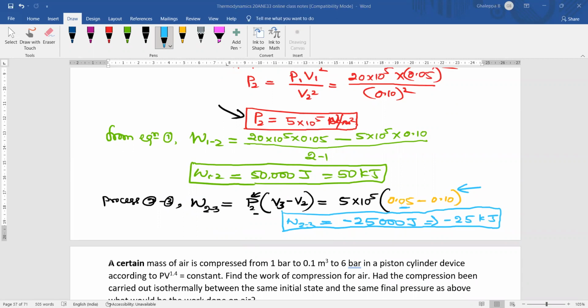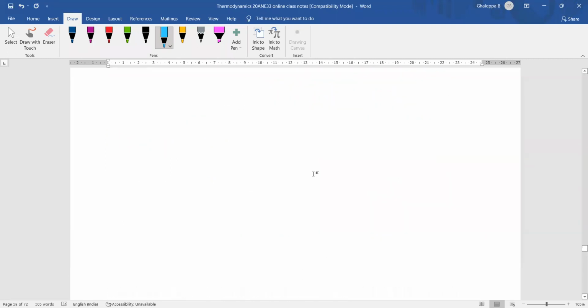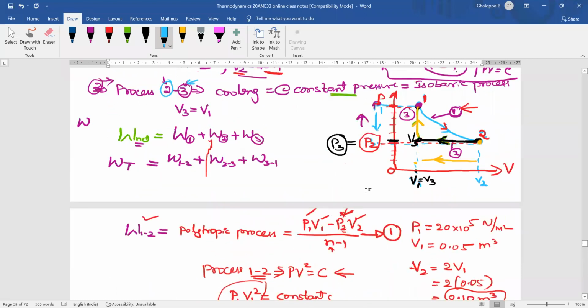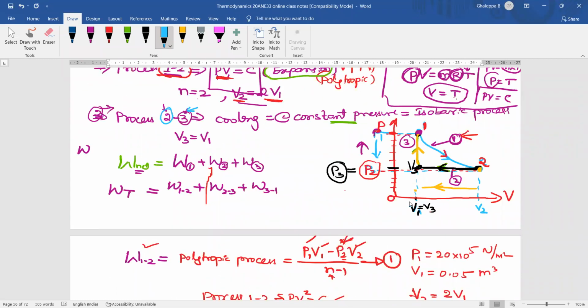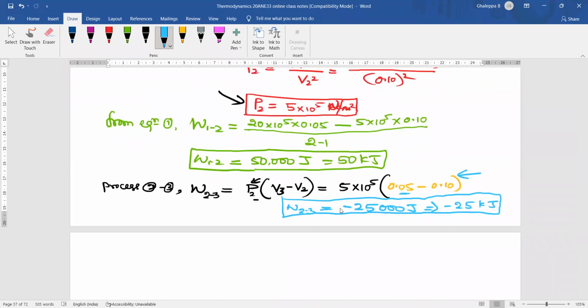What is the name of the third process? Constant volume. What is the expression for constant volume? Zero. Do not scratch your head wondering what the equation is. If it is constant volume, directly write zero. W3 to 1 is 0. Why am I getting 0? I will show you.